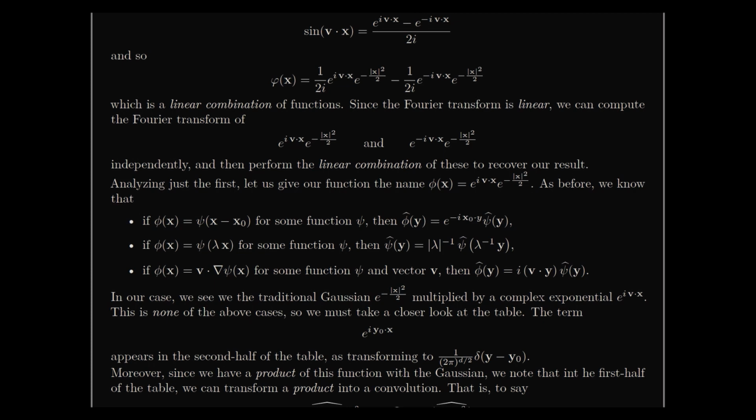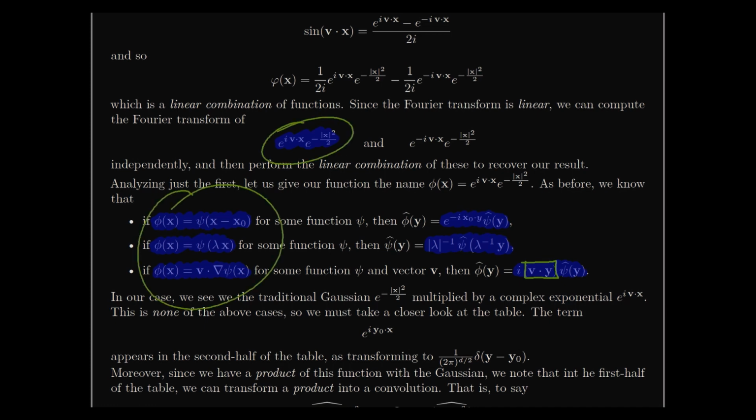What we want to think every time we see these functions is, we want to ask ourselves the question: is this function a shift of anything? If the answer is yes, then the transform is going to look like a complex exponential multiplying the transform. If the function looks like a scaling of anything, then the transform looks like just the inverse of the scaling. And if the function looks like a directional derivative of another function, then the transform looks like a directional monomial in the transform space.